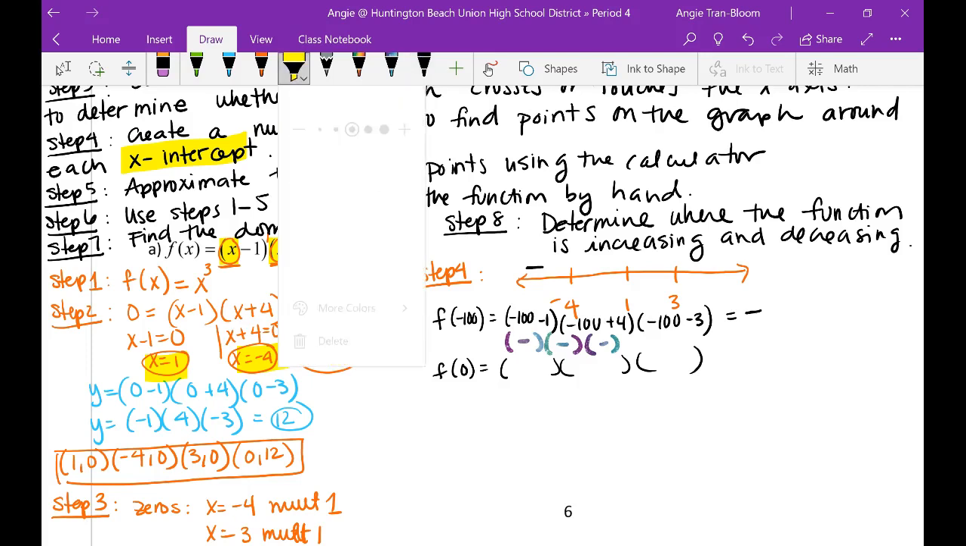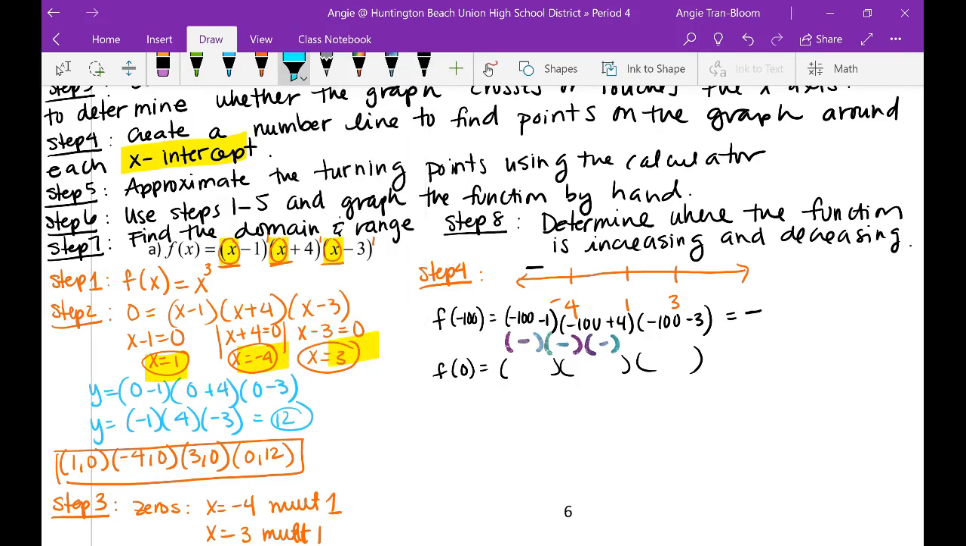So plug it in. Let me get a highlighter. 0 minus 1 in that piece. Is that positive or negative? It's negative, right? Then the next piece, 0 plus 4. Positive or negative? Positive. Okay. Next piece, 0 minus 3. Positive or negative? Negative. So a negative times a positive is a negative. A negative times a negative is now a positive. So in between here, y would have to be above the x-axis.